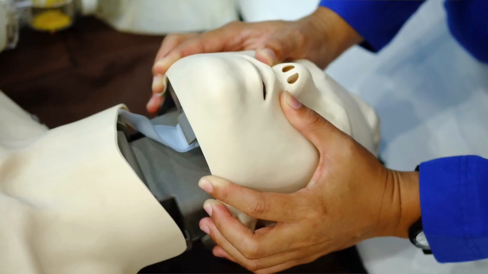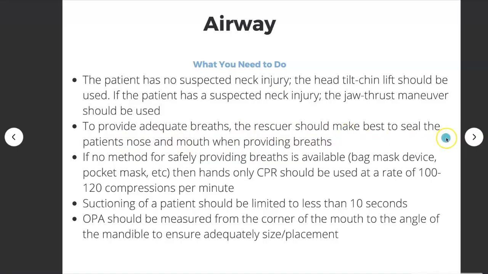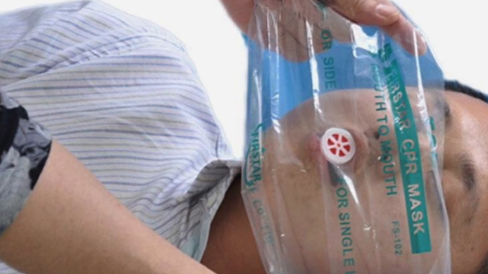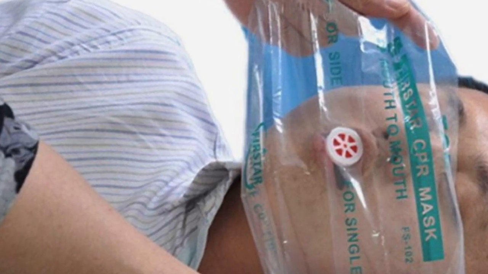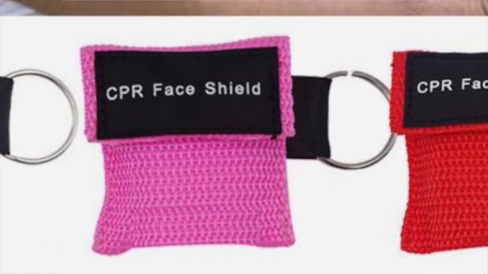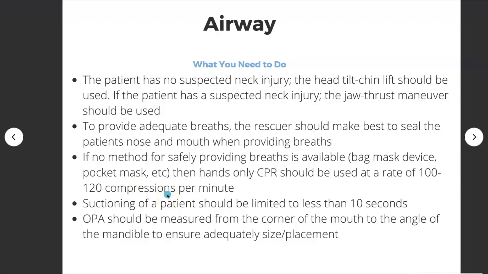You want to make sure that you are providing a good seal. The rescuer should do their best to seal the patient's nose and mouth when providing breaths. So if no method is available for safely providing breaths, such as a bag mask device or a pocket mask, then hands-only CPR should be used at a rate of 100 to 120 compressions per minute. That may be on the test because the AHA wants you to be safe. Suctioning of a patient should be limited to less than 10 seconds.